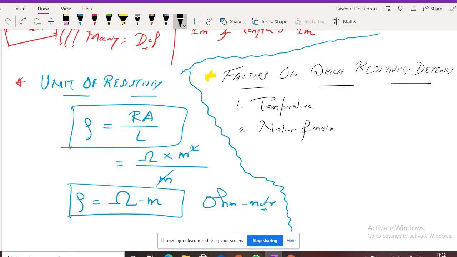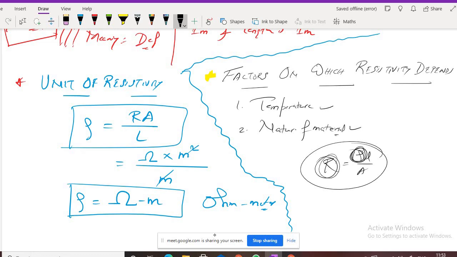Can you remember that some time ago I said to you that let's keep aside the temperature and nature of material for some time and discuss length and area? Why did I say this? Because the factors on which resistivity depends are temperature and nature of material. These disturb the resistivity, and resistivity and resistance are related to each other. So as resistivity changes, resistance will also change. That's why resistance also depends on nature of material and temperature. Have you understood?